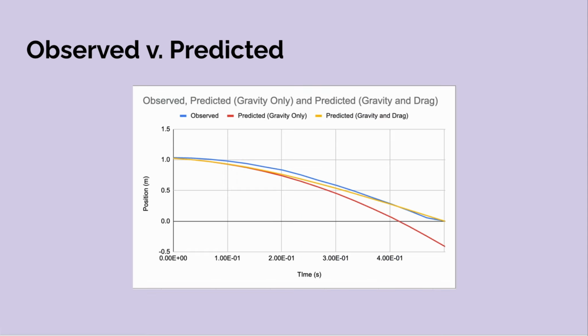So on this graph, the predicted position accounting for both gravity and drag is in yellow. As you can see, this new predicted position is a lot more similar to the observed position in blue than the predicted position only accounting for gravity, which is in red. This is because in reality, as the object falls, there is a drag force acting on it due to air particles pushing against it as it moves.